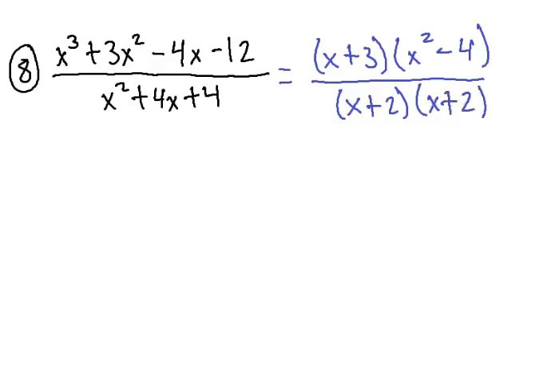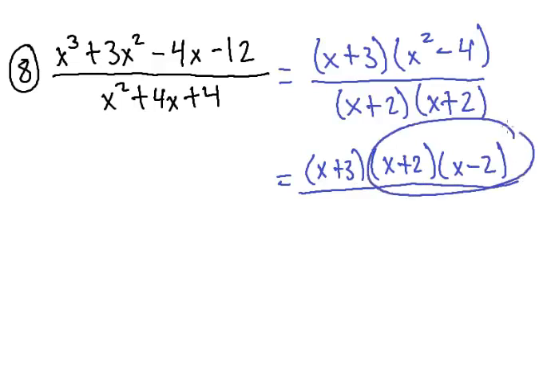Now, it might look like there's nothing to cancel, but this x squared minus 4 can still be factored a second time if we use the difference of squares process. So we're going to factor that parenthesis and copy the rest. So on top we have x plus 3 times x plus 2 times x minus 2. We have 3 parentheses here, because this x plus 2 and x minus 2 comes from the x squared minus 4. The ones at the bottom, you just copy them: x plus 2, x plus 2.